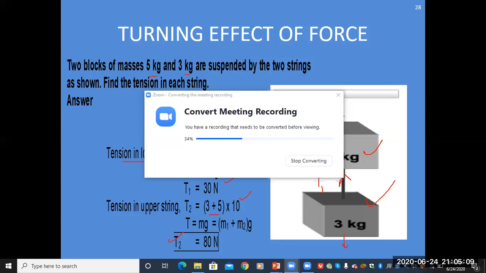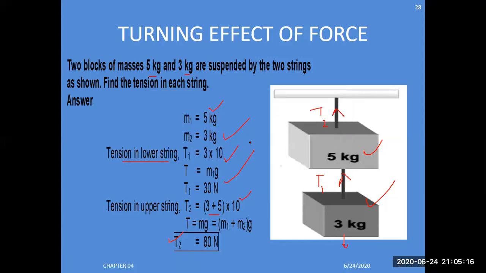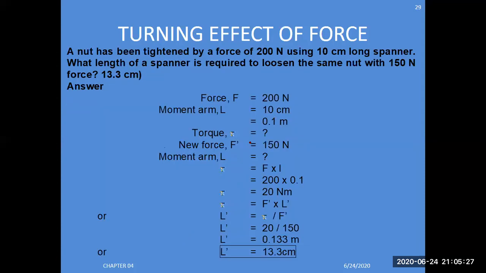Again, we are learning to solve the techniques regarding the turning effect of forces topic. And after this, we have calculated tension in case forces are acting vertically, and we are asked to calculate the tensions in different positions. So, moving forward, a nut has been tightened by a force of 200 Newton using a 10 centimeter long spanner.